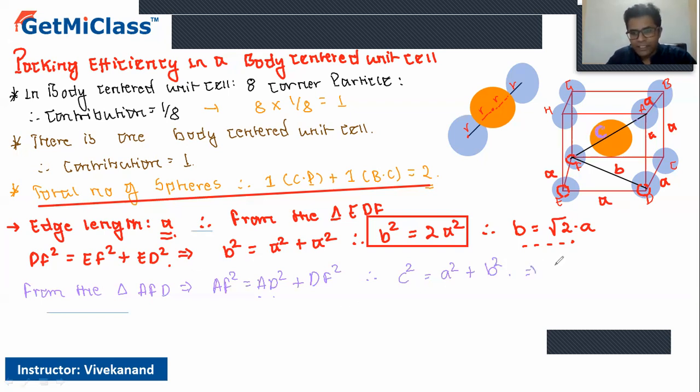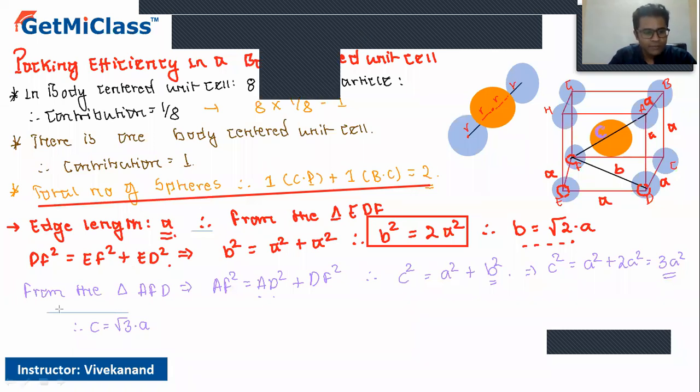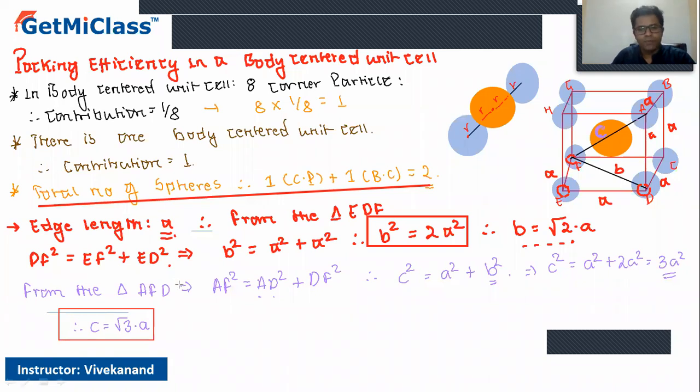Thus, we can have C square is equal to A square plus B square, which is 2A square. So therefore, it is going to be 3A square as a total value. So therefore, C is equal to root of 3 into A. This is going to be our next important point that we need to mark out. So we have these 2 important figures over here.